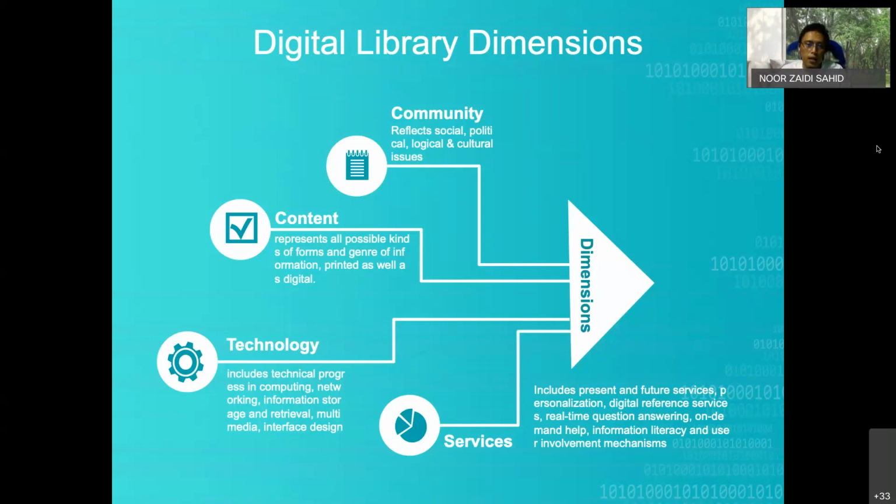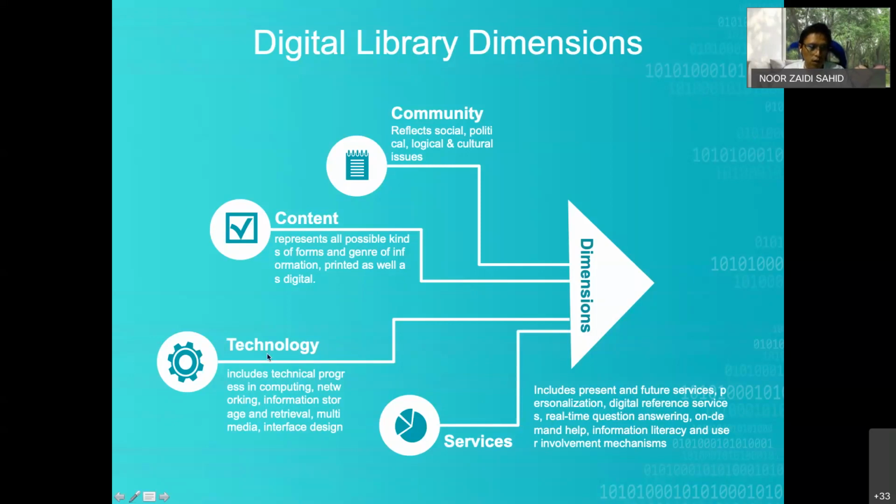Jadi sekali lagi saya ingin highlight di sini untuk membangunkan digital library, especially for your group project, you need to address these 4 issues. Community, siapa agaknya yang akan mendapat perkhidmatan daripada digital library yang dibangunkan. Number 2, digital content, the types, forms of your digital content, and then technology use.